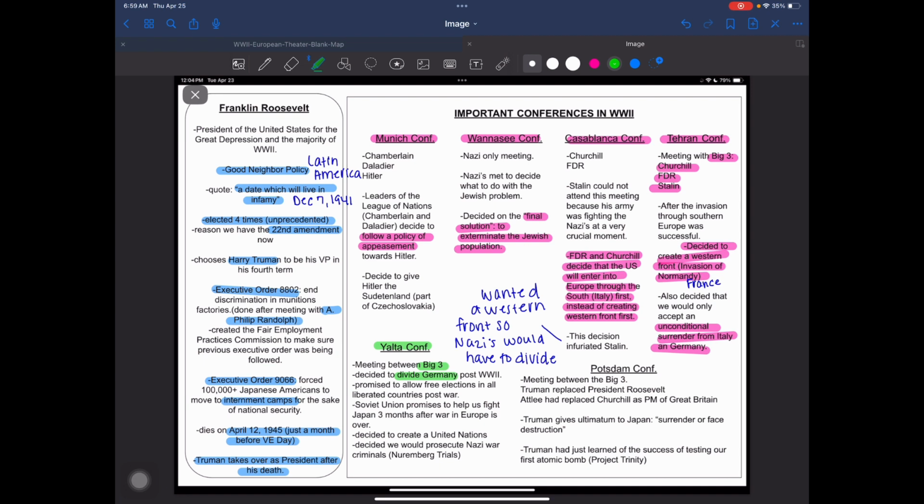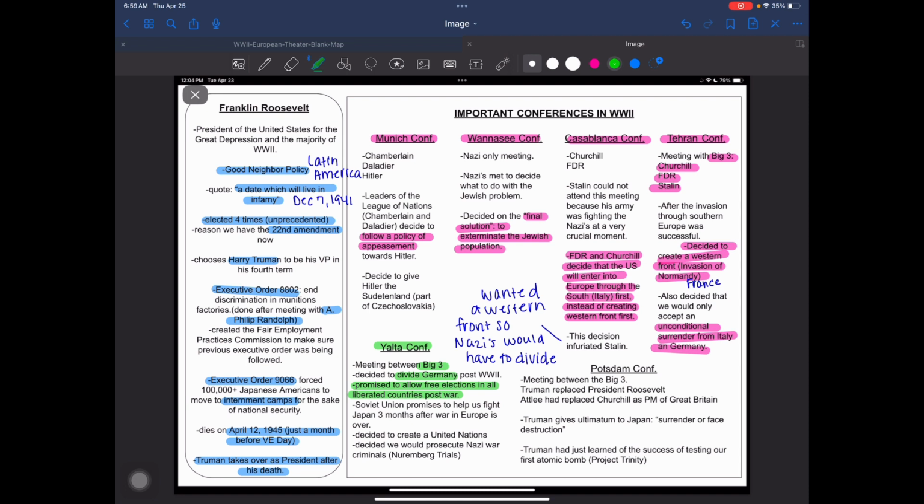Right here, the next one says, promise to allow free elections in all liberated, which means freed, countries after the war. All those countries that Hitler had taken over, that we pushed out, we are going to say and claim, all of us, especially Joseph Stalin, for the countries that he liberated, that when this is all over, we're going to let them vote. That's what free elections are. We're going to let them choose their government. We're going to let them choose their leaders.